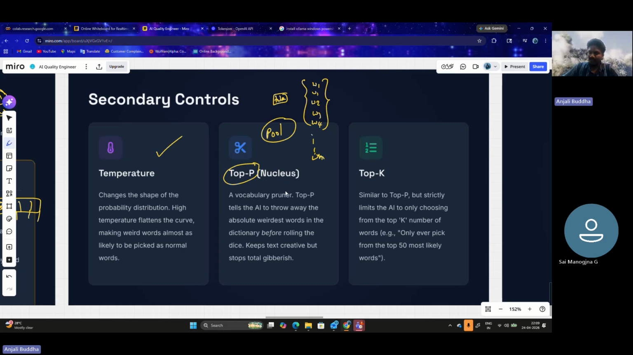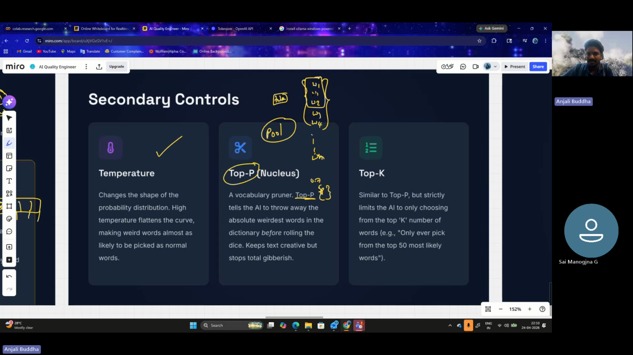So it can choose anything among this. But when this top P parameter is provided, it can decide what threshold probability I want to look at. Let's say you put it as 0.7 or something. Then only the tokens which have a probability greater than 70 could be selected.